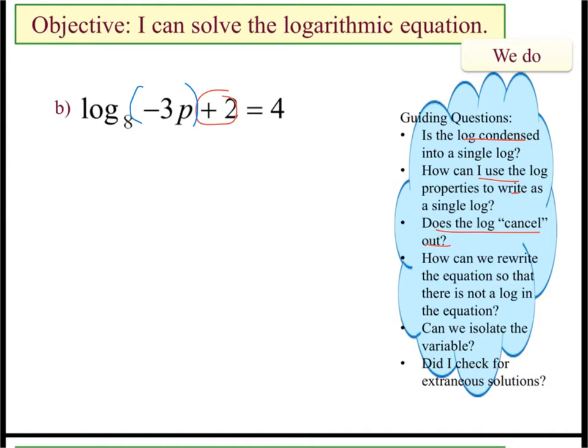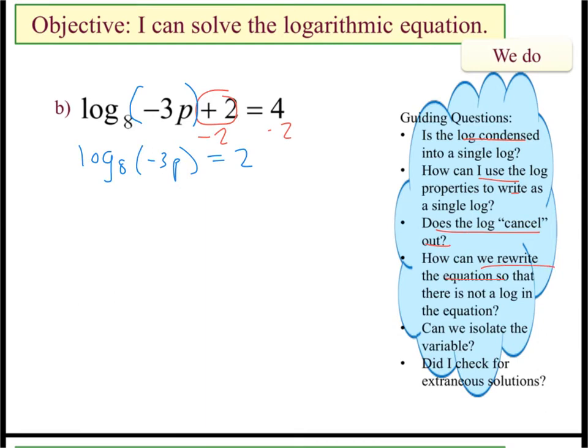So moving on, I want to isolate the log, so I'm going to subtract 2 from both sides. That would give me log base 8 on negative 3p equals 2. And then I want to think about getting rid of the log. How can we rewrite this so that I don't have log in my equation?